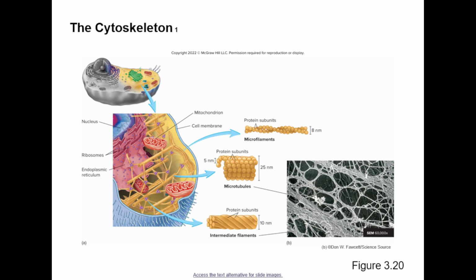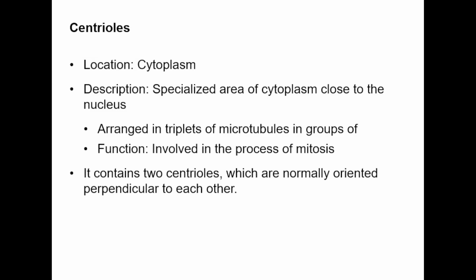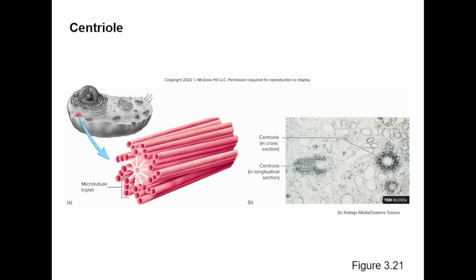So this is a summary picture of the three. Now, just a few more organelles. Next, we have centrioles. Ang centrioles naman, they are arranged in triplets of microtubules. So, gawa sila sa microtubules na naka-arrange in triplets in groups of 9. So, there should be a number 9 here. In groups of 9. So, let me show you.